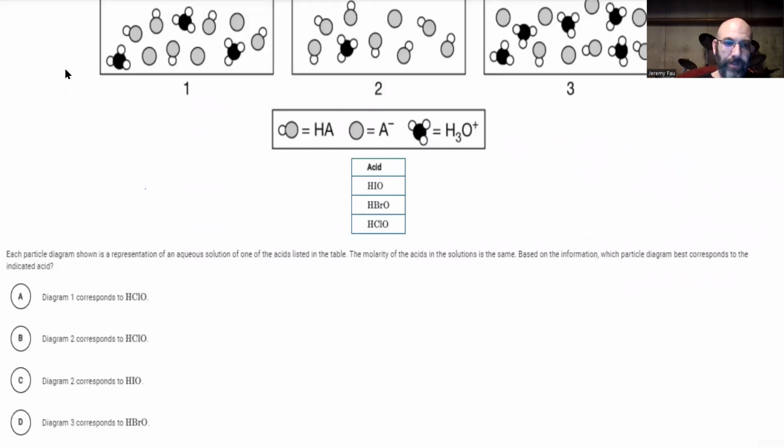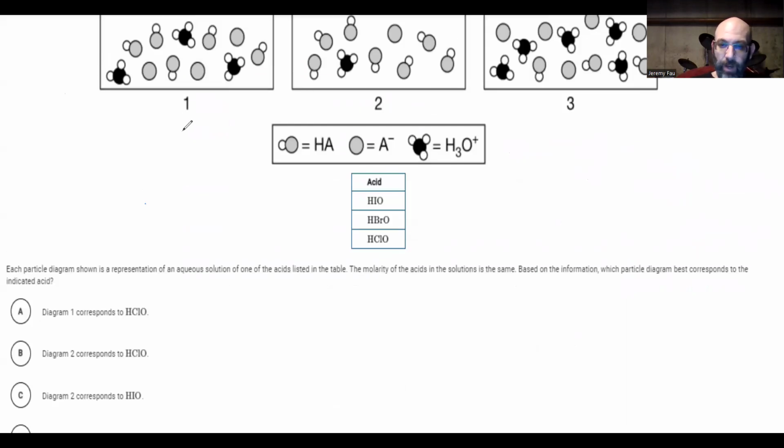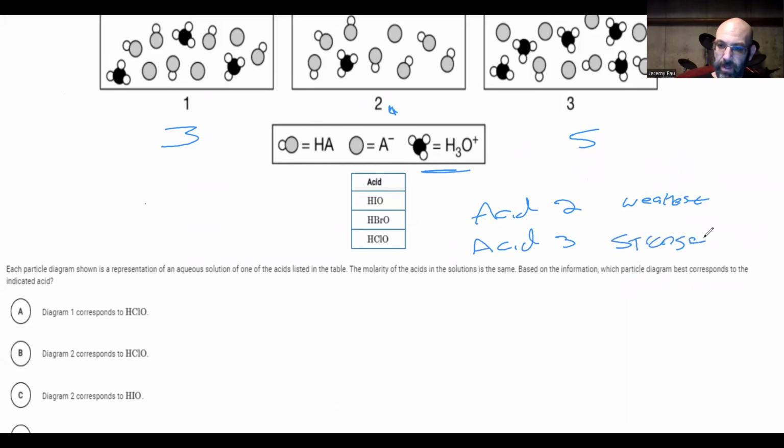All right, so we want to find out what acid here is being present. So let's look at how many of these there are. There are 3 of them here, 1 of them here, and 5 of them here. All right, that makes acid 2 the weakest, and acid 3 is the strongest. Because the stronger the acid you are, the more H's you can donate.